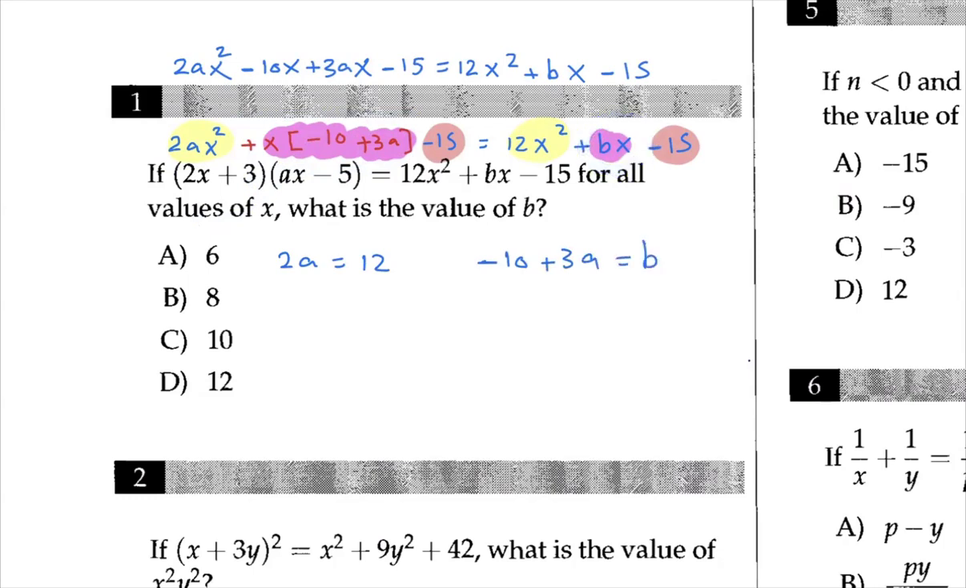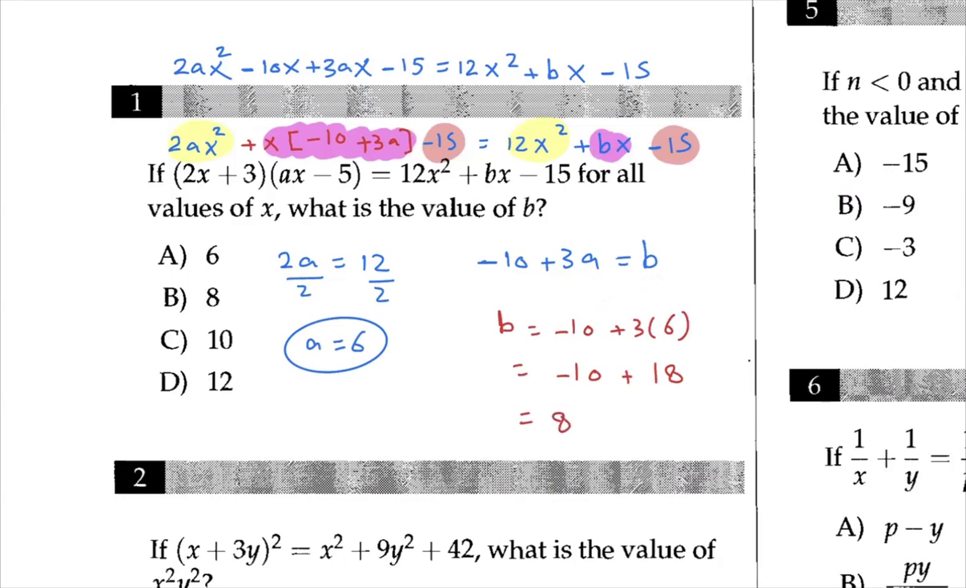Good. We can get the value of a by dividing both sides here by 2. So the value of a is 6. But the question is to get the value of b. Now we can get the value of b easily by substituting a here by 6. So what is the value of b? b equals negative 10 plus 3 times 6. 3 times 6 is 18, and negative 10 plus 18 is 8. So the answer for question number 1 is 8.